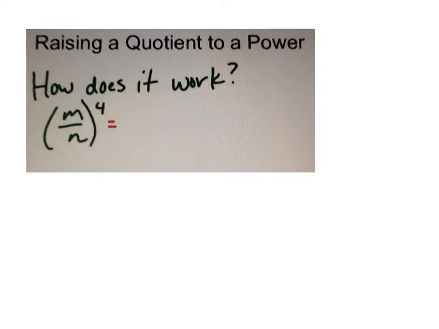All right, so raising a quotient to a power. So remember, quotient just refers to division. So basically, it's just saying there's a fraction being raised to a power. Now remember, taking it to a power means multiplying it by itself that many times. So for this one, it would be m over n times m over n times m over n times m over n.